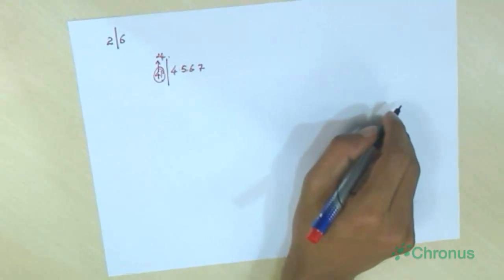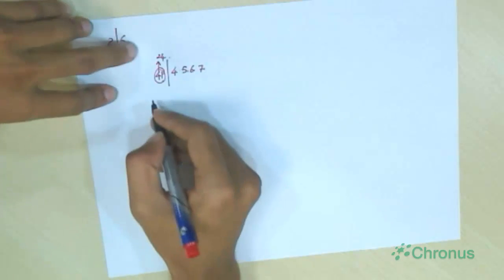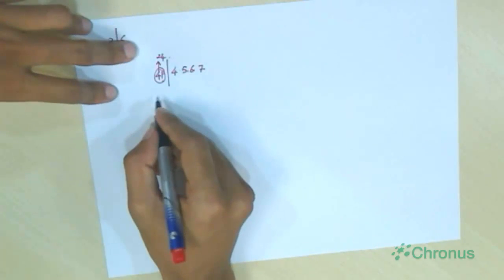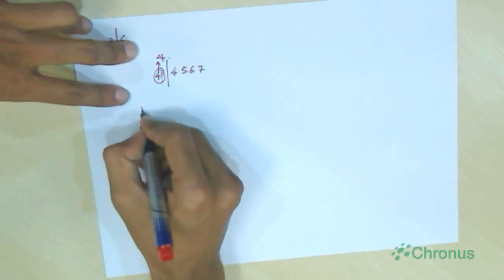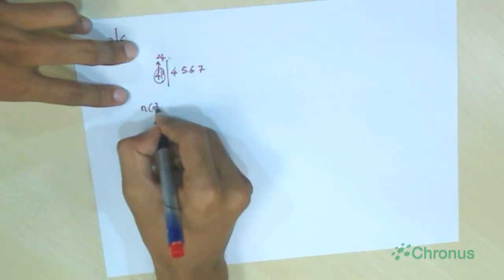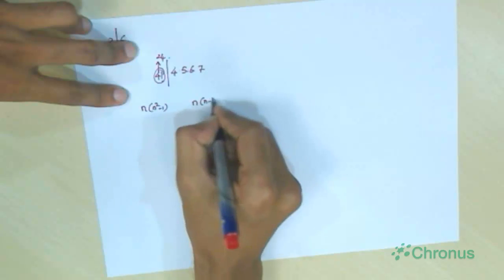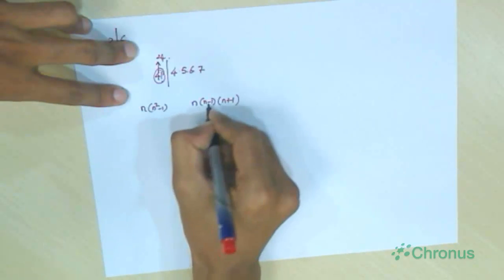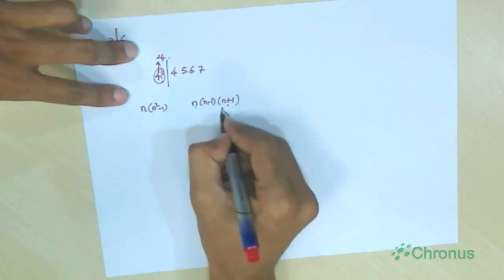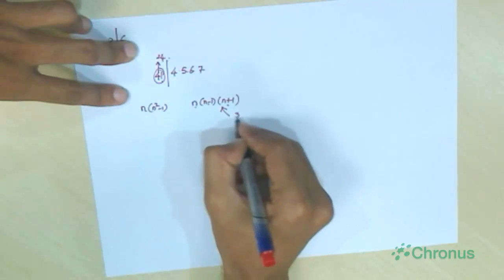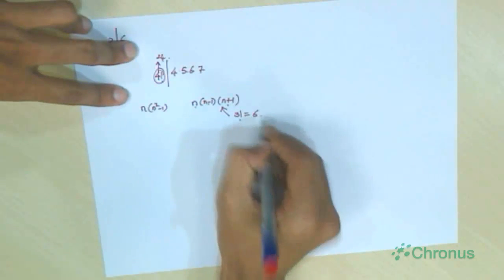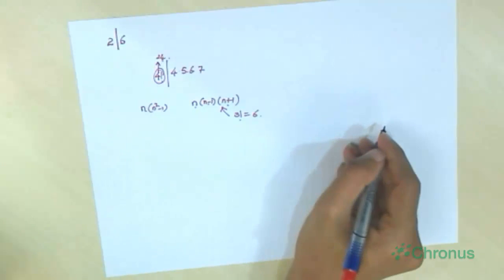And based on this, we can say something. Say n is a natural number, then n into n squared minus 1, which is nothing but n into n minus 1 into n plus 1, the product of 3 consecutive numbers, is always divisible by 3 factorial, which is nothing but 6.